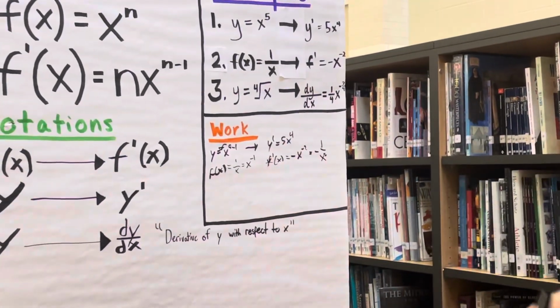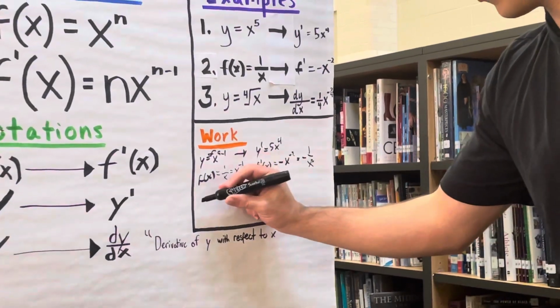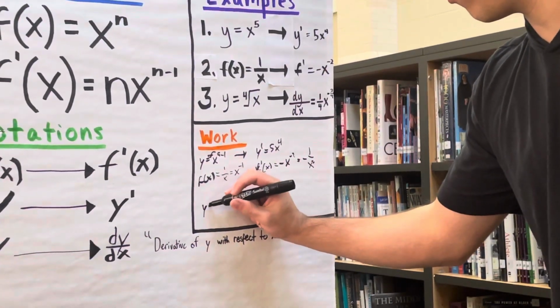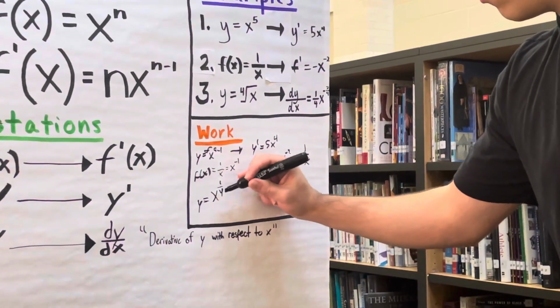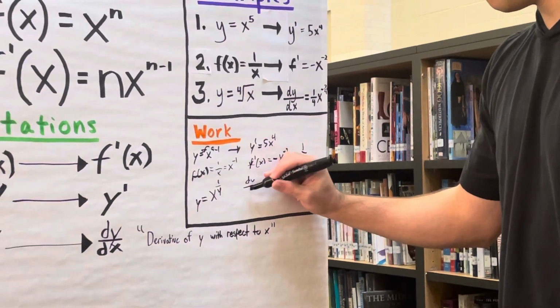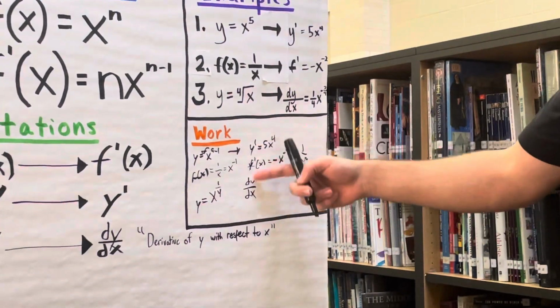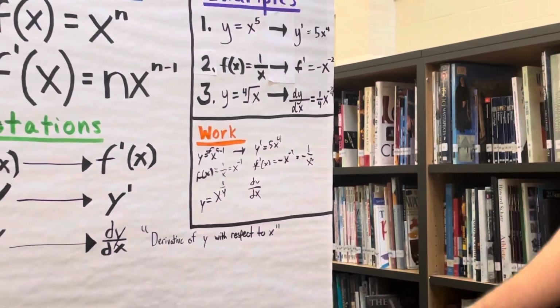Last one, probably the most tricky. You'd have to know that the 4th root of x can also be represented as x to the 1/4. You bring the 1/4 down, so dy dx. Also, all of these are the same. They're just different ways of writing notation. Sometimes they're used in different contexts.